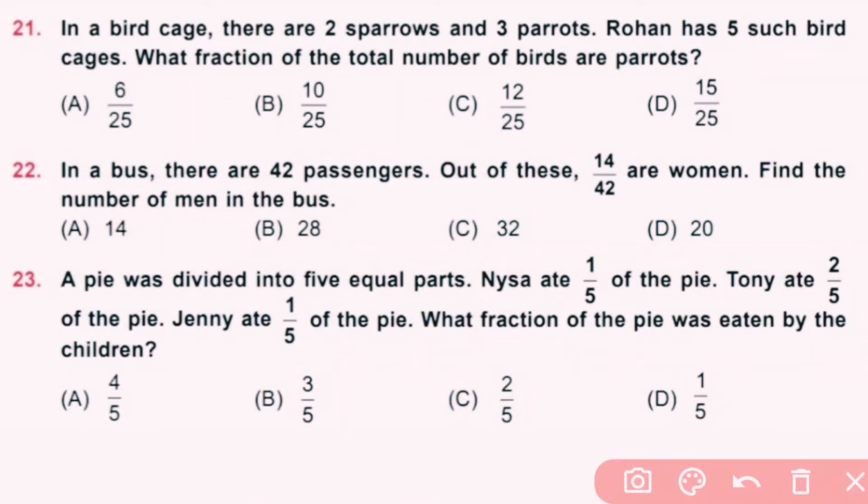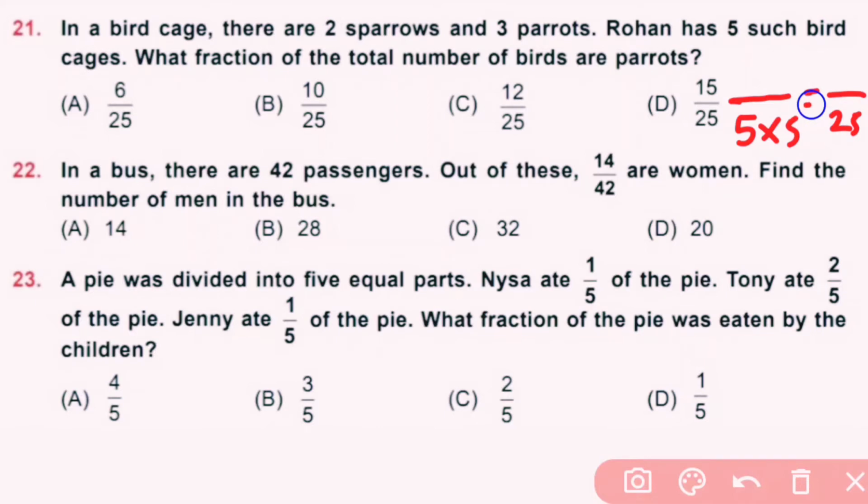Question number 21. In a bird cage there are 2 sparrows and 3 parrots. Rohan has 5 such bird cages. What fraction of the total number of birds are parrots? So in one cage there are 2 sparrows and 3 parrots, means total birds 5. In 5 cages how many birds will be there? 5 into 5 means 25.